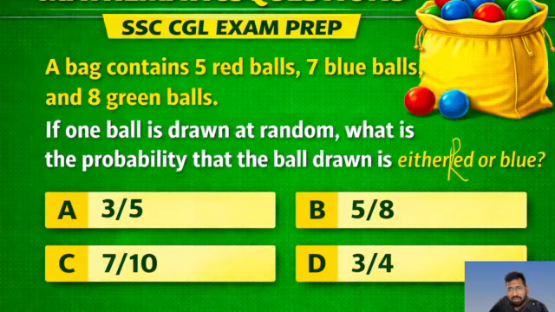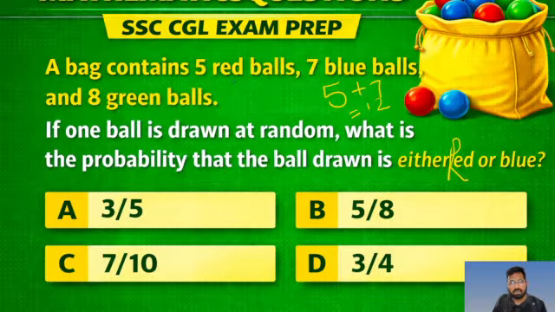The bag contains 5 red balls, 7 blue balls and 8 green balls. So the question asks for either red or blue. So how many are red? Red are 5. So we'll write red are 5 plus 7 blue balls, that equals 12. And what is the total number of balls here? They are 5, 7 and 8.